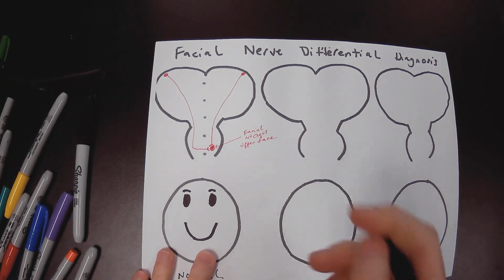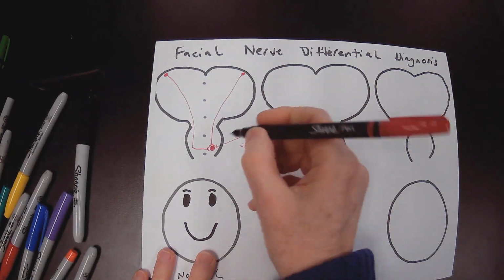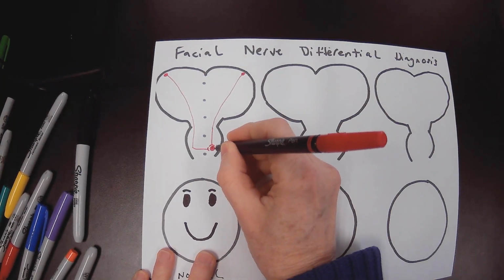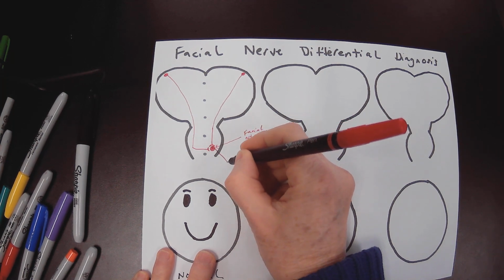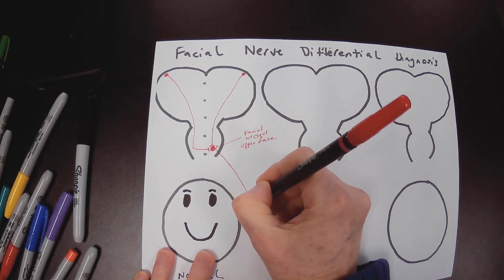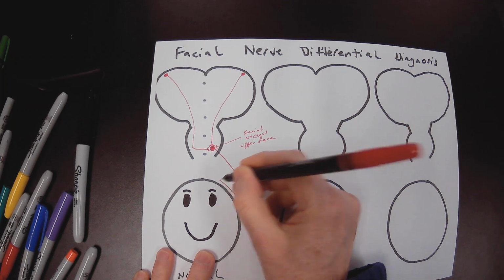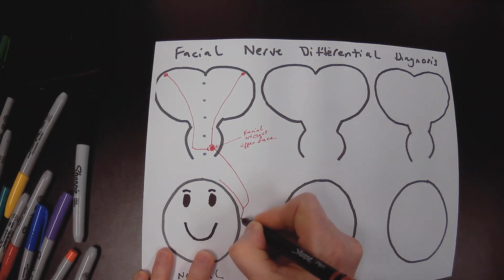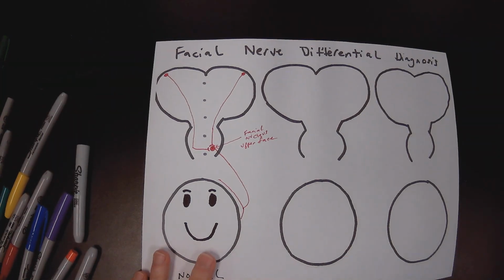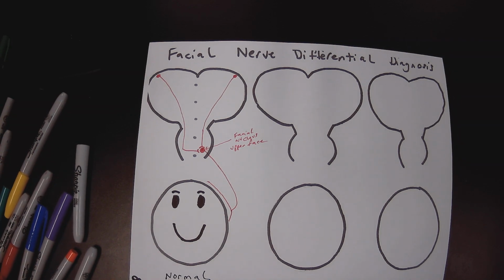The upper face division for the facial nucleus is responsible for innervating the upper face, which would be this part of the face. Okay, so you could look at wrinkling of the forehead. You can look at eyebrow falling, or the eye sort of drooping to the side. That's going to be your upper face division.